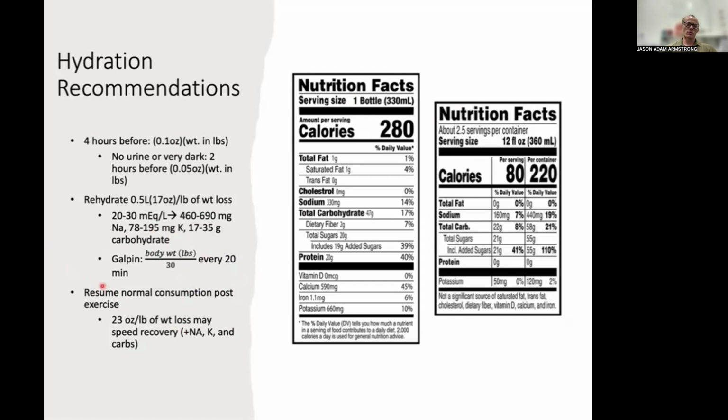Then post-exercise, just resuming normal consumption usually results in what we would call a euhydrated status, meaning I'm not dehydrated, right? Plasma volume is healthy. If you need to rehydrate quickly, let's say you perform in the morning and then perform again in the afternoon, consuming 23 ounces per pound of body weight lost, in addition to these sodium, potassium, and carbohydrate recommendations, is what would be recommended.